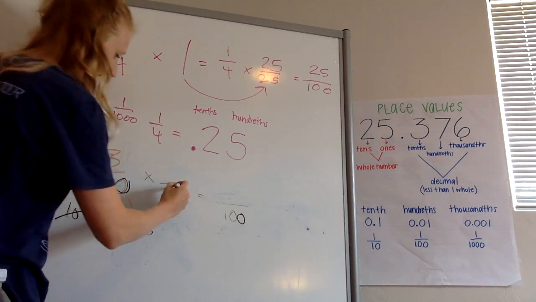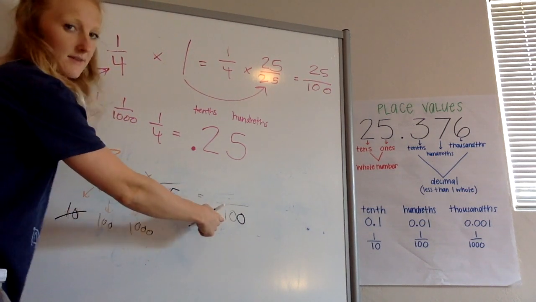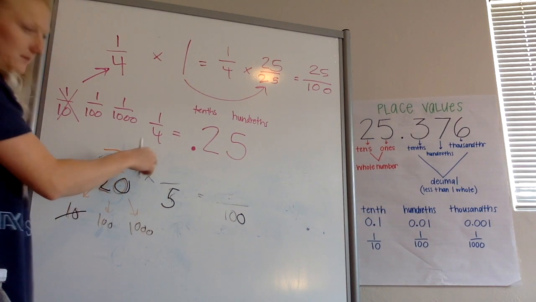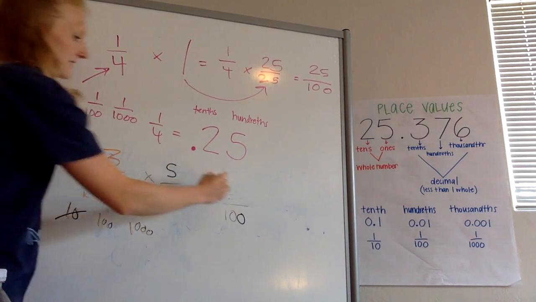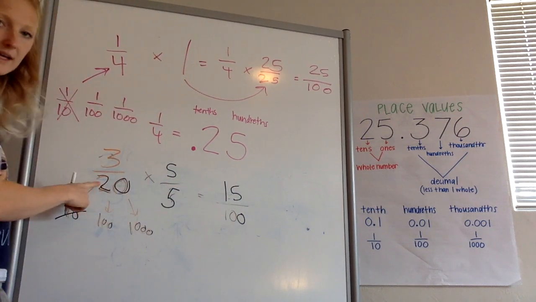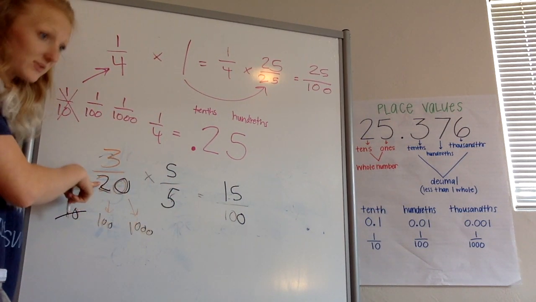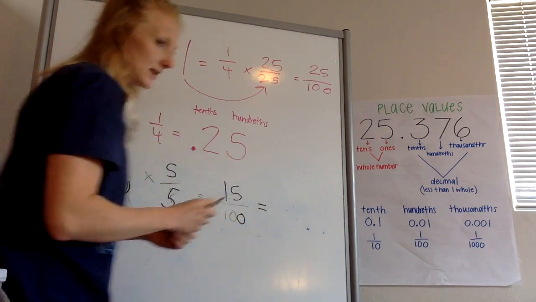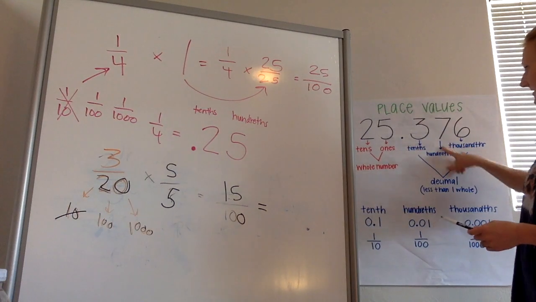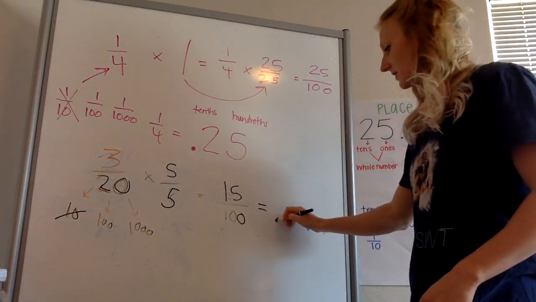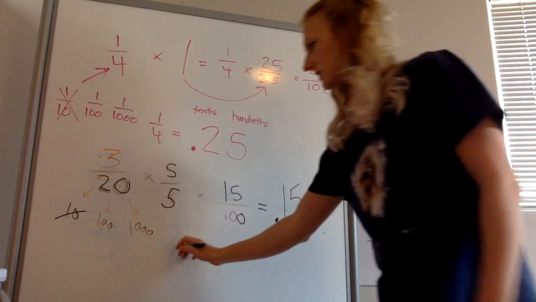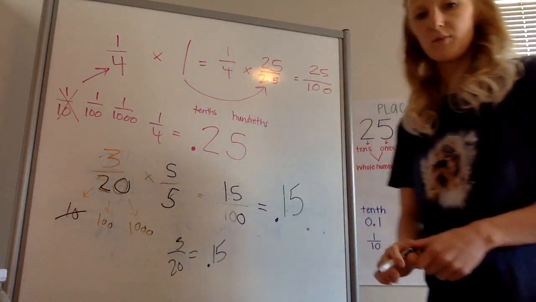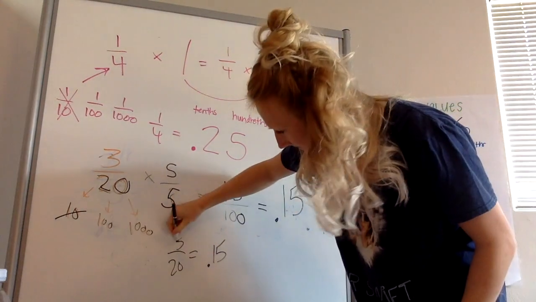If I multiply by 5, 20 times 5 is 100. If I'm multiplying by 5 on the bottom, then I need to multiply by 5 on top. 3 times 5 is 15. So 3/20ths is the same thing, equivalent to 15/100ths. I know how to write hundredths because on my place value chart, the hundredths is the second place value. So 3/20ths equals 0.15.